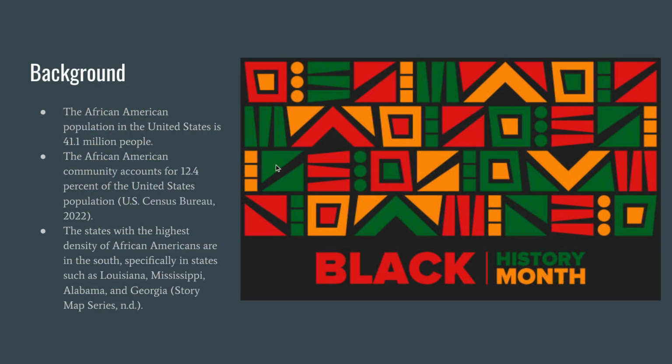To begin with, the African American population in the United States is 41.1 million people according to the newest census. The African American community accounts for about 12.4% of the United States population. The states with the highest density of African Americans are in the South, specifically in states such as Louisiana, Mississippi, Alabama, and Georgia. Mississippi actually has the biggest population density with 36%.